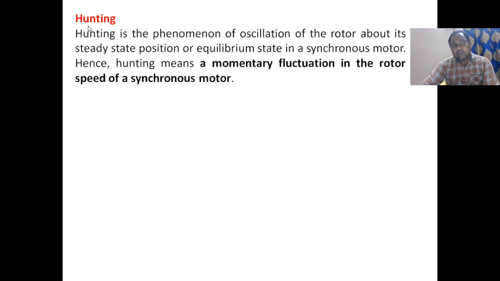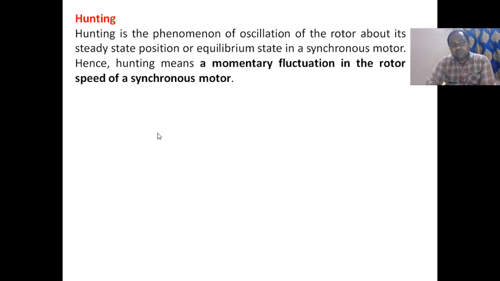So next, the last important topic, and last topic, is hunting. So what is hunting? Hunting is the phenomenon of oscillation of the rotor about its steady state position or equilibrium state in a synchronous motor. Hence, hunting means a momentary fluctuation in the rotor speed of a synchronous motor.